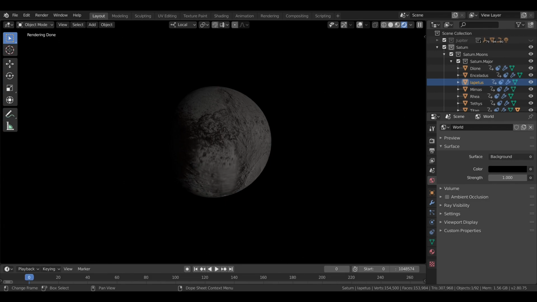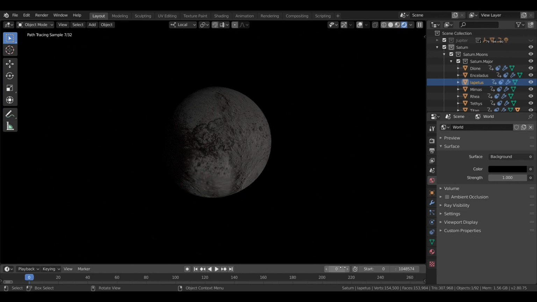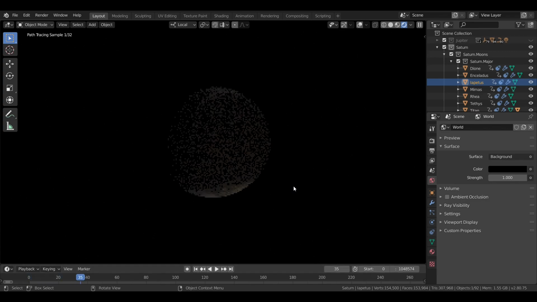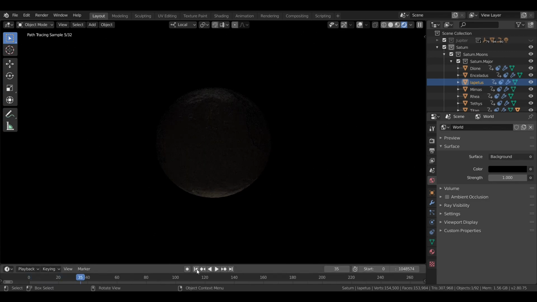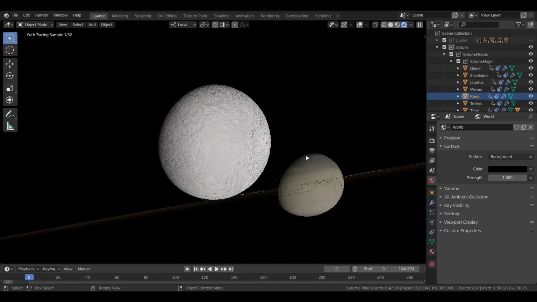Iapetus is Saturn's third largest moon, and it is known for its dramatic two-tone colorization. Black on one side, white on the other. The third moon to be discovered was Rhea, Saturn's second largest moon, discovered on December 23rd, 1672, also by Cassini.